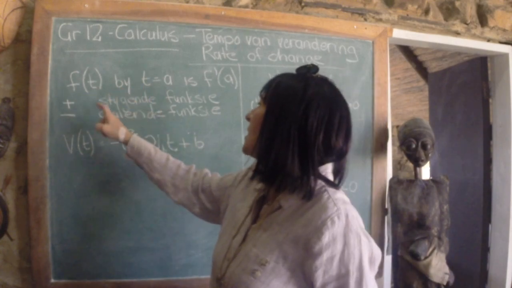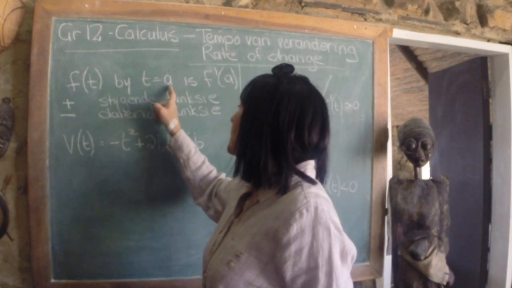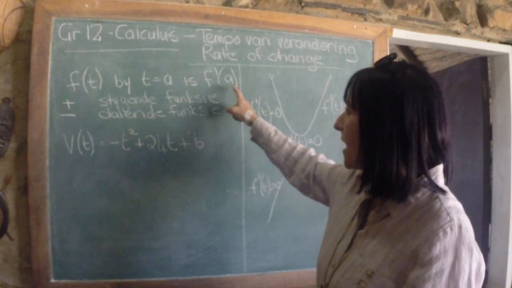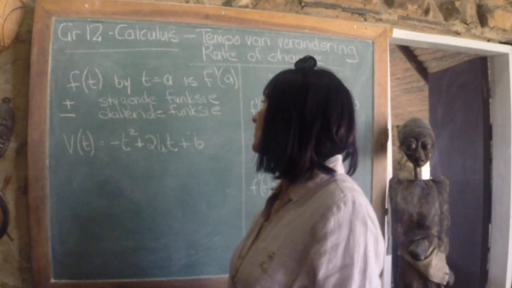If you've got a function f(t) at the point A, you can determine the rate of change of that function at that specific x value A.